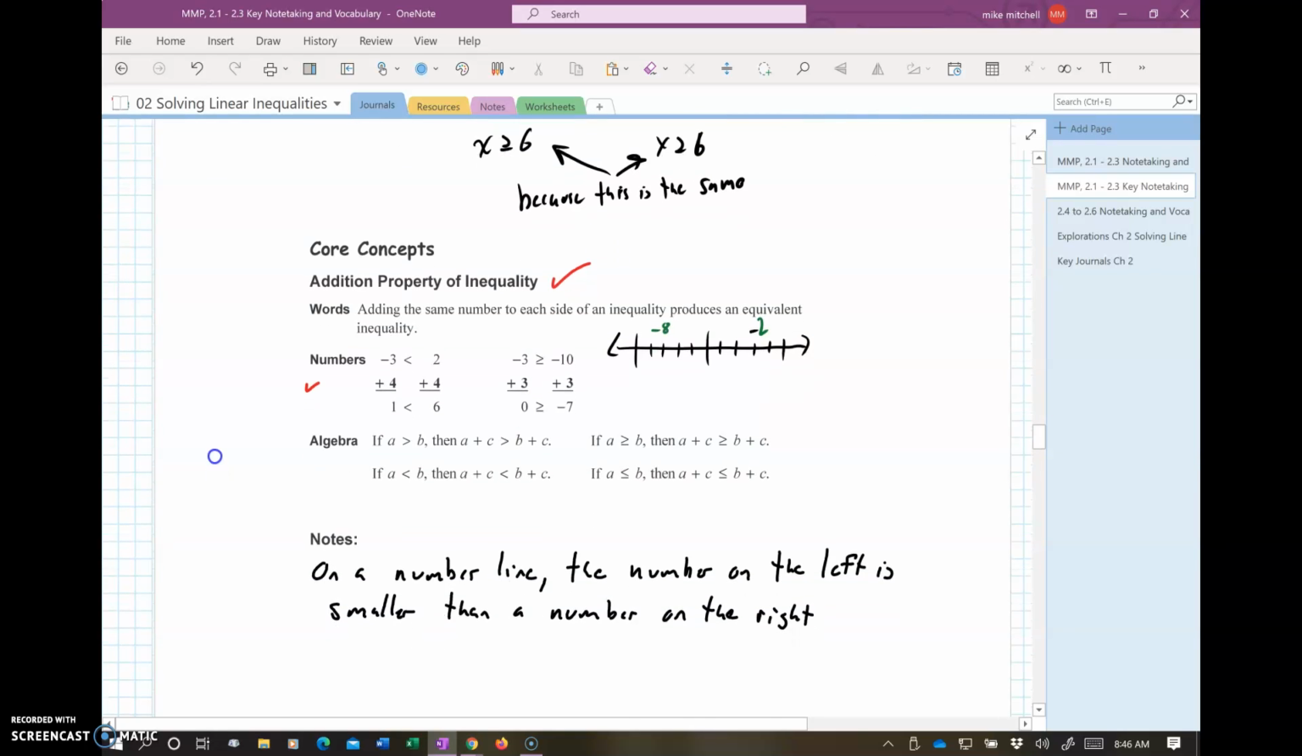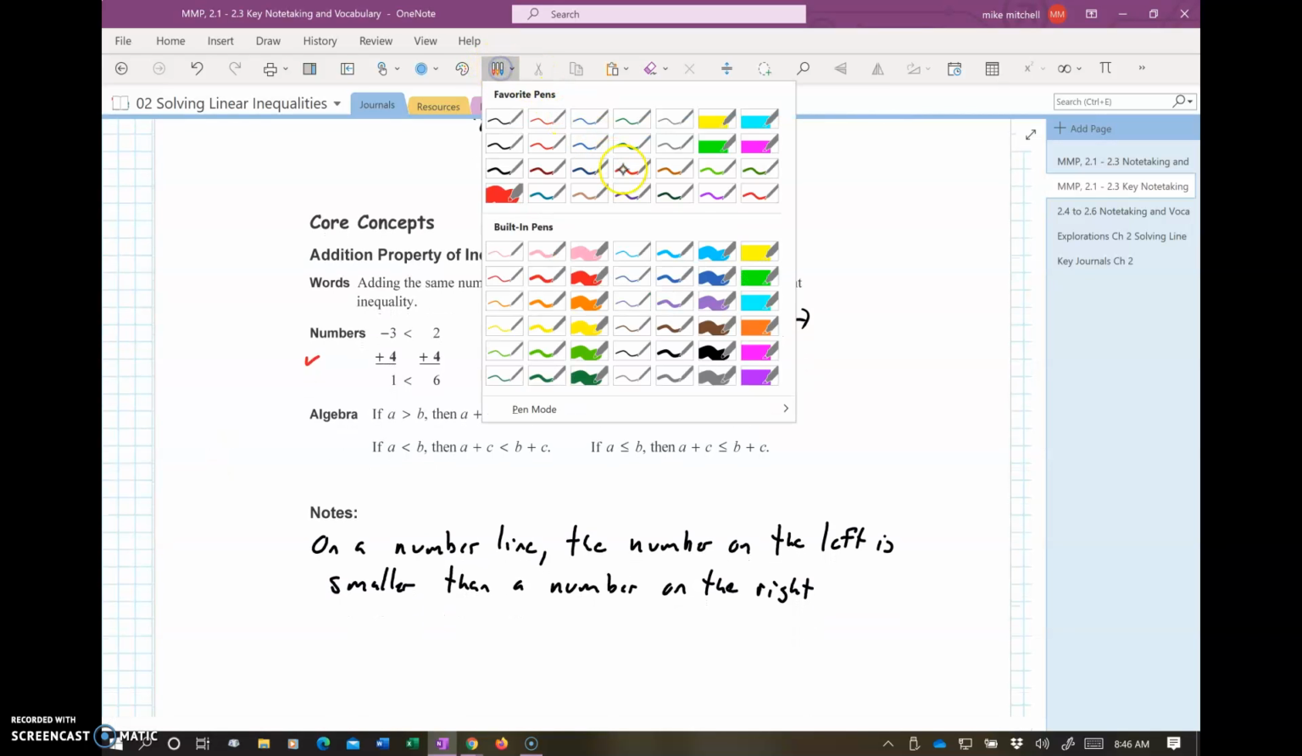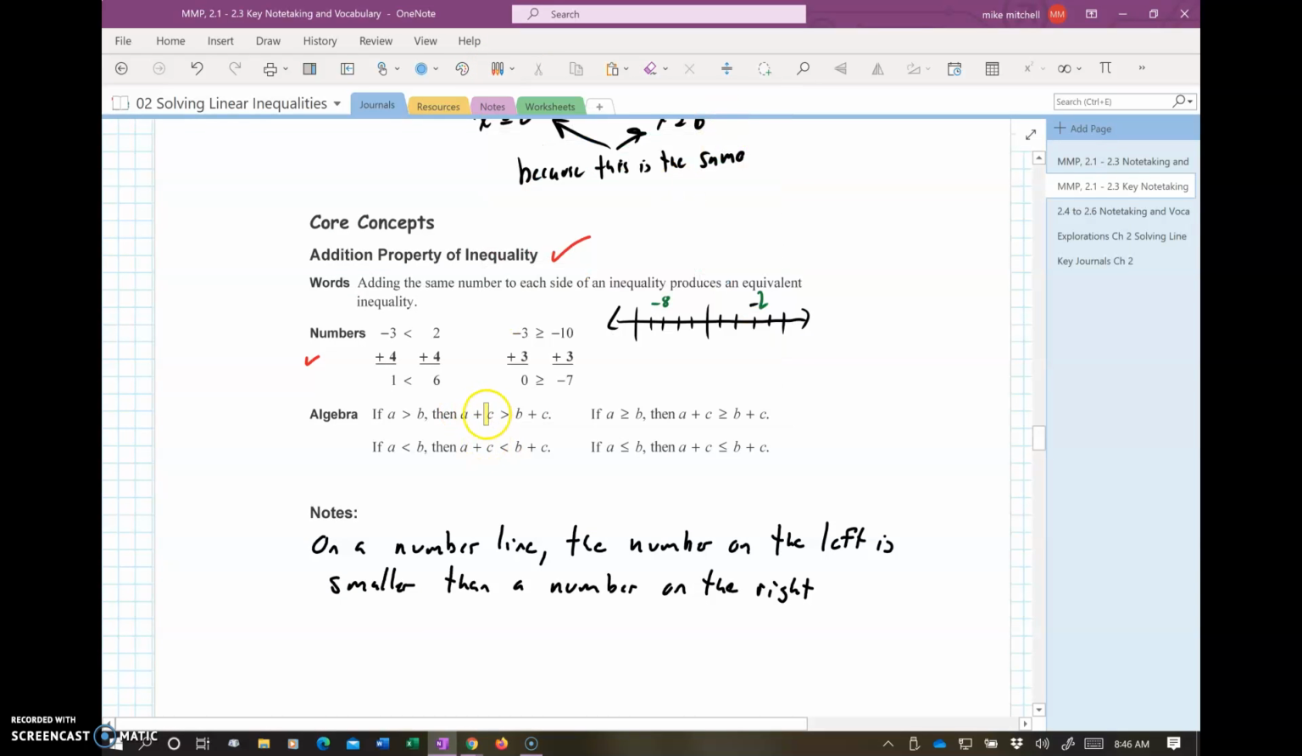It doesn't change it. For variables, they're just showing adding the c to each side. So they're just adding that same number to each side right there. And same thing over here. And it doesn't change the inequality. Notice you got a greater than, less than, doesn't change it. There are some changes that come up in the next chapter with multiplication. This chapter is pretty much the same.